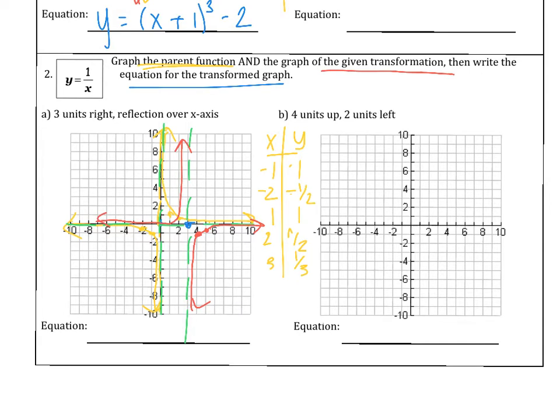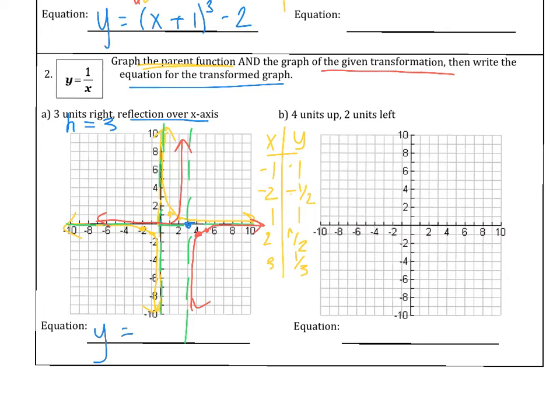All right, so now we just need to write the equation of this new graph. And again, let's look at what we're going to do here. So the first is 3 units right. That means my value of h, the value that I'm shifting horizontally, is +3. So I'm going to write that in here. h equals +3. And then reflecting over the x-axis, that means what I'm going to do is basically negate the entire function, which means put a negative out front.